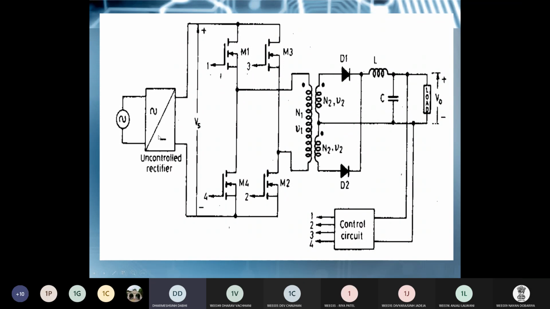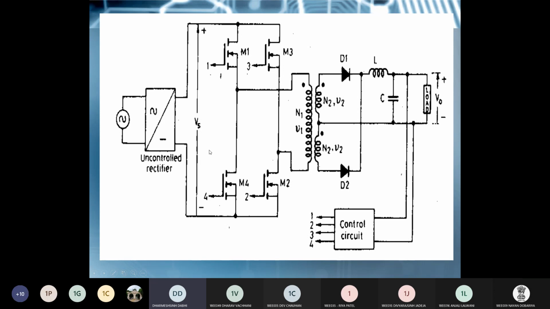Again, here we use the uncontrolled rectifier to convert AC to DC. We get the Vs voltage. Now, in this full-bridge SMPS, at a time we turn on two MOSFETs, M1 and M2, simultaneously, then M3 and M4 simultaneously. Here again we require the center tap transformer at the secondary side, with diodes D1, D2 and an LC filter. This is a control circuit which gives four output signals, the gate signals for all four switches.